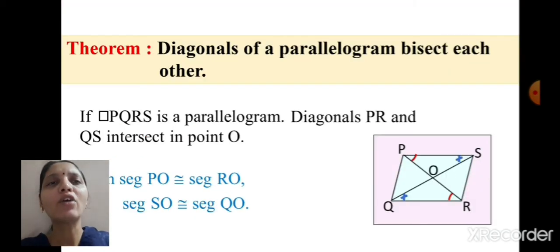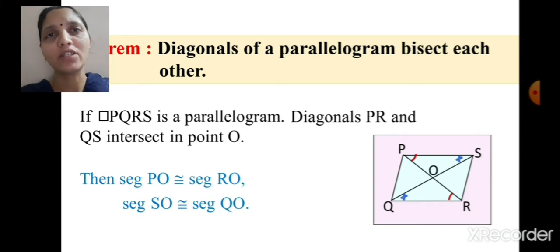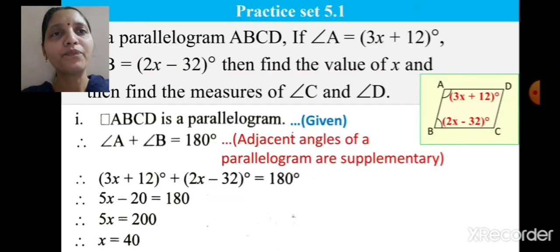Second one, diagonals of a parallelogram bisect each other. That means if you have a parallelogram PQRS and diagonal PR and diagonal QS intersect in point O, then what can you say? Bisect means they divide each other in equal parts. That means seg PO is congruent to seg RO, seg SO is congruent to seg OQ. Okay, so this was the theorem.